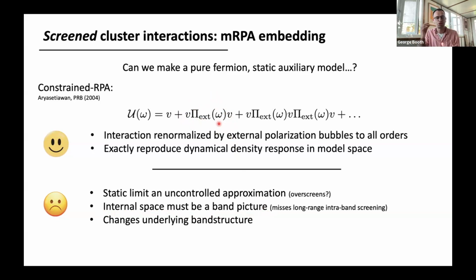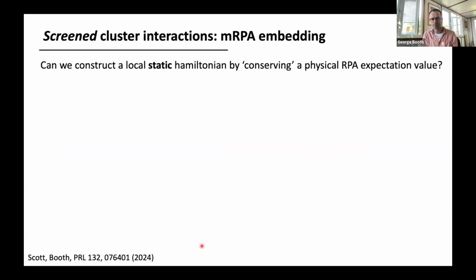Because in that case, we then need to truncate the range of the interactions, and that can be very significant if your fragment or your impurity has strong hybridization with the environment. It will then miss a lot of long-range intra-band screening that can be important. Another point is that these interactions can actually change the underlying band structure of your model. So there are some technical difficulties.